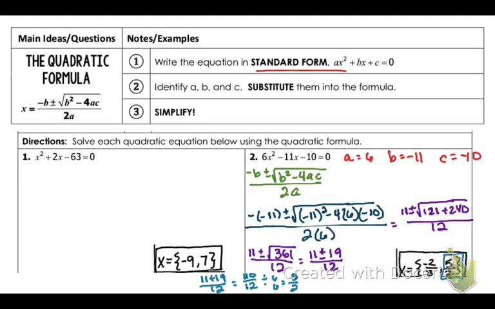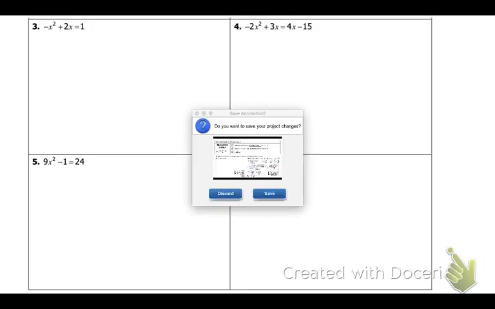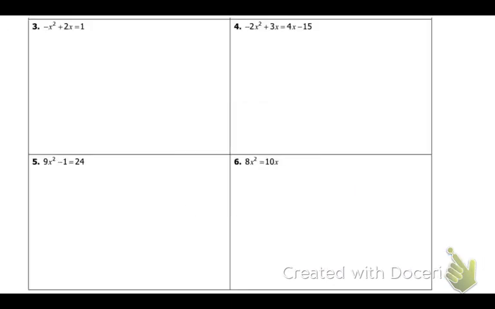And I'm going to do the second case. My second case is 11 minus 19 all over 12. So that's going to give me negative 8 over 12. Divide it to simplify it. I'm going to be left with negative 2 over 3, which checks out with the negative 2 over 3 here. Alright, let's keep going. I'm going to do number 3 now.